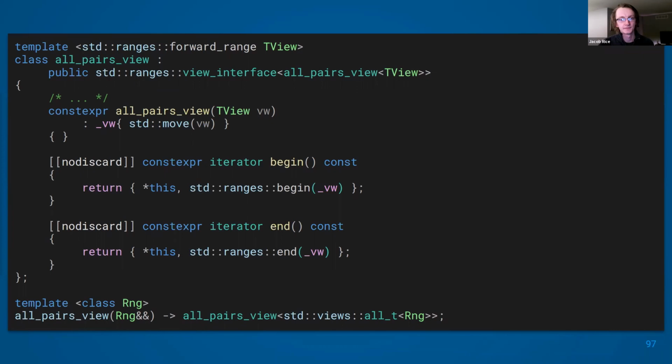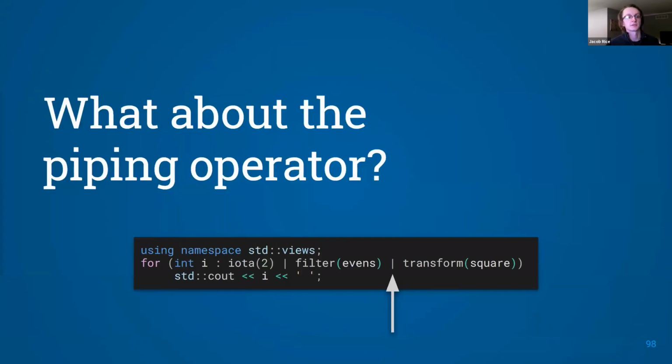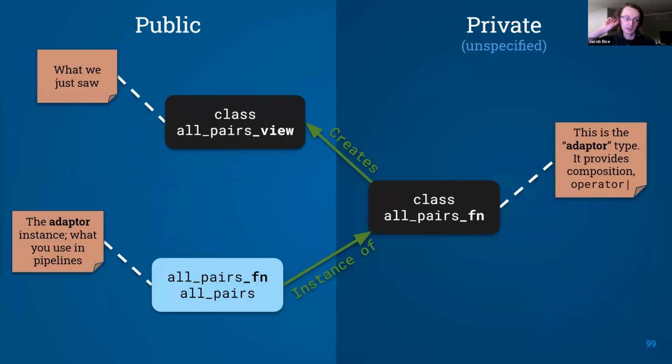All right. So what about the piping operator? Because that's kind of the last piece of this puzzle that we haven't talked about yet. And kind of the most important in views. This is what gives us the composition that's so nice. This is the normal structure for the piping operator. So we just saw the all pairs view, and there's generally an unspecified type. The standard seems to be to use the FN suffix.